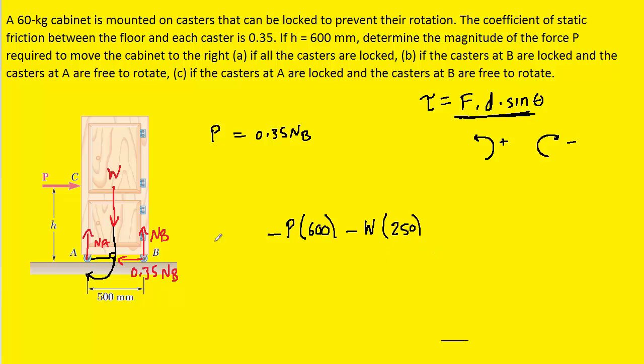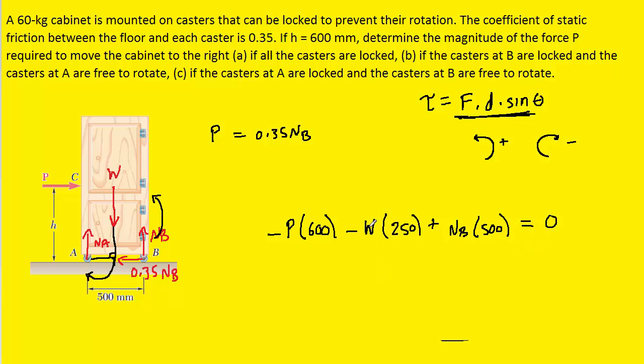We can move on to NB, and we're going to multiply that by the distance from NB to caster A, which is the full 500. Once again, the sine of the angle will be 1 because it forms a 90-degree angle with the cabinet, and then we can see that NB is trying to rotate the cabinet about caster A in this direction. That is a positive torque direction. And then we can set this total torque equal to 0 since the cabinet is in equilibrium.